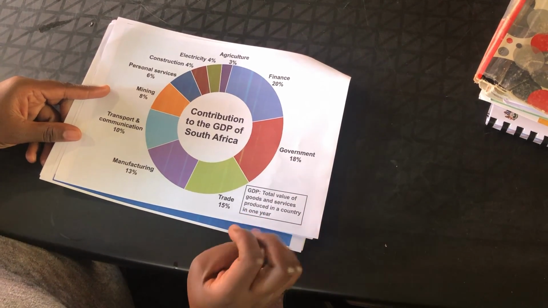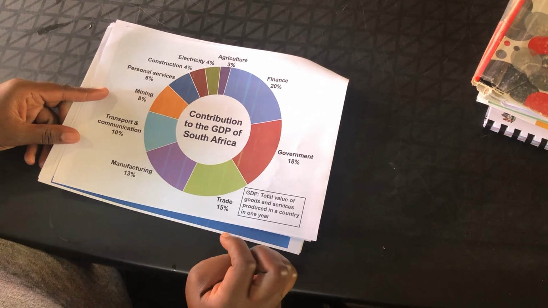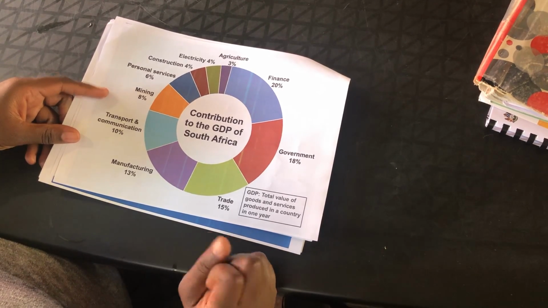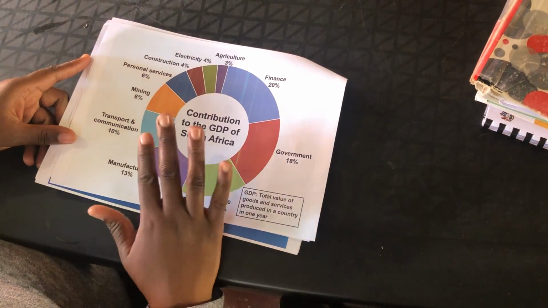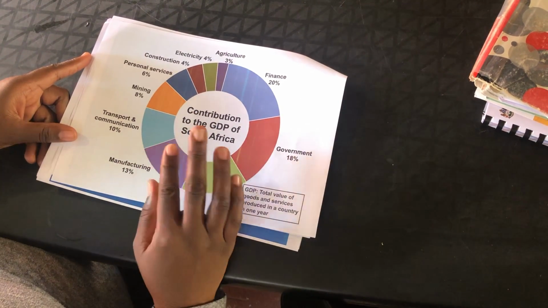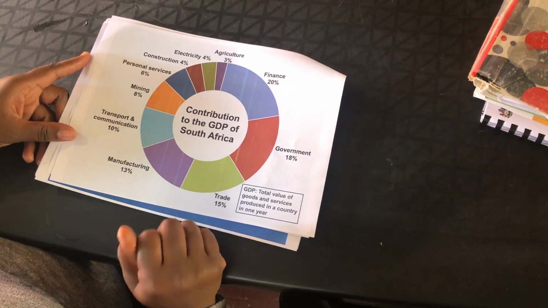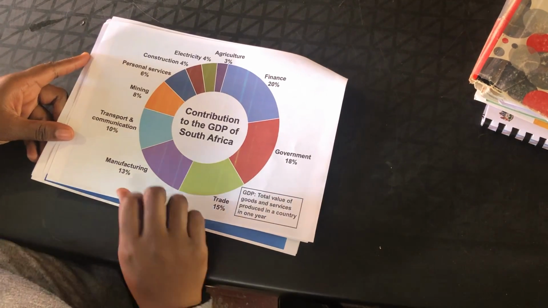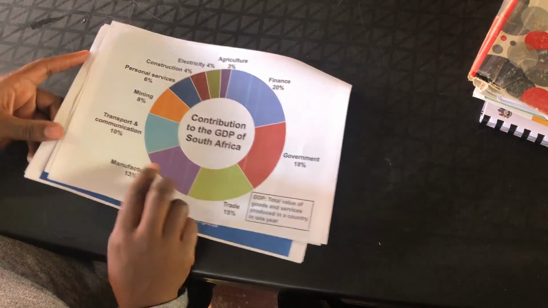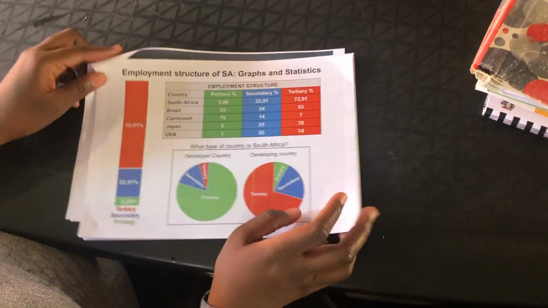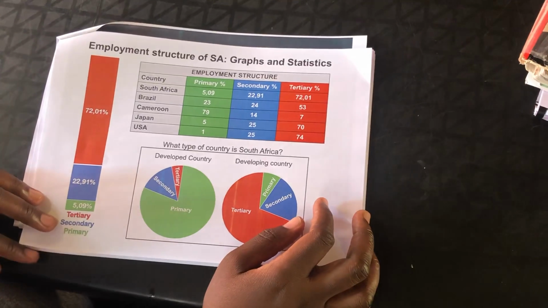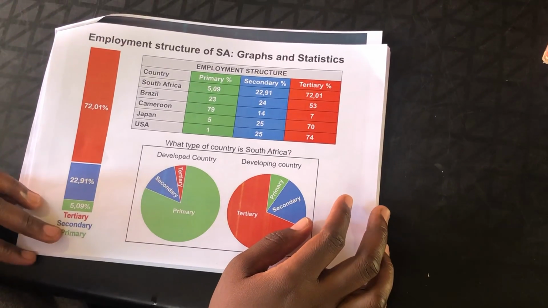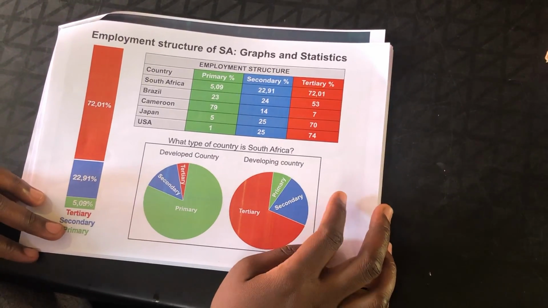The GDP is the gross domestic product, which means the total value of goods and services produced in a country in one single year. So this pie chart shows contributions from different sectors within South Africa to the economy. We also have to analyze statistic graphs whenever we look at economic geography, and linking economic geography to developmental geography in grade 11.